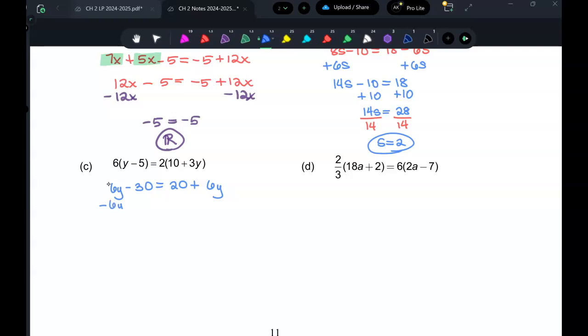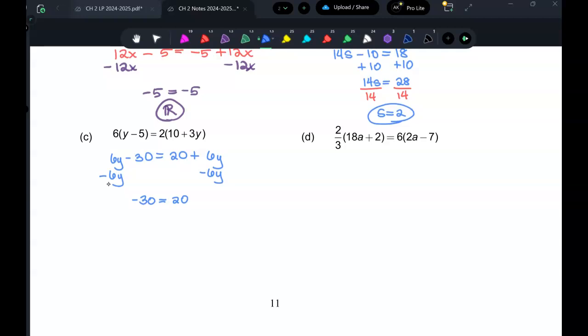Minus 6y. It's the big R? No, it's not. The variables disappear, but is this a true or a false statement? False. So this is going to be no solution. This is where we put the little circle. You can write out the words no solution, or you could put this, which is called the empty set. It's a little circle with a diagonal slash through it.